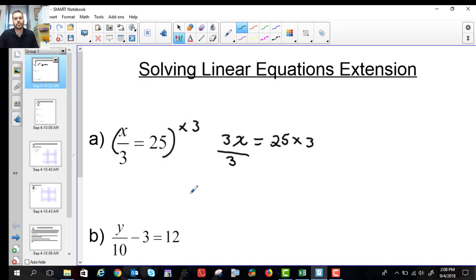We'll do that over here. So what we end up with is x, because this 3 and that 3 cancel, and 25 times 3 is 75. So that's our answer. X is equal to 75.